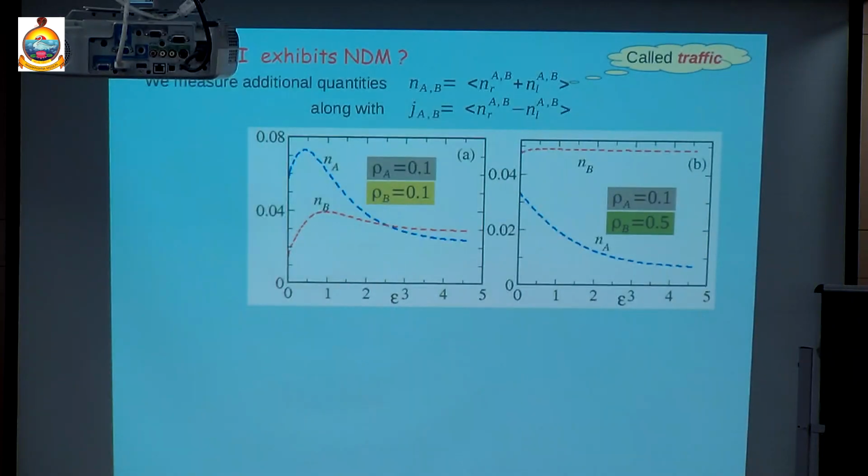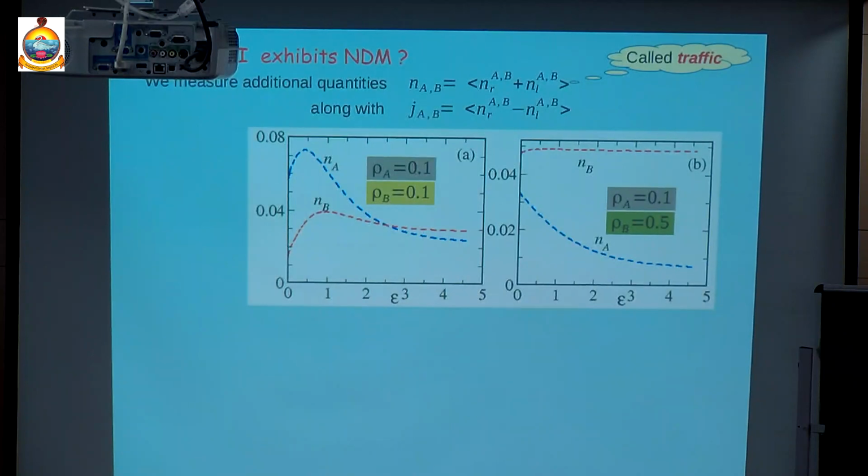Now to see why, the question was, can you give any physical interpretation? Then for intuition you have to look at other quantities. So what are the other quantities? For any particle, the number of right moves minus the number of left moves, you call that the current. But the number of right moves plus the number of left moves is another quantity, right?